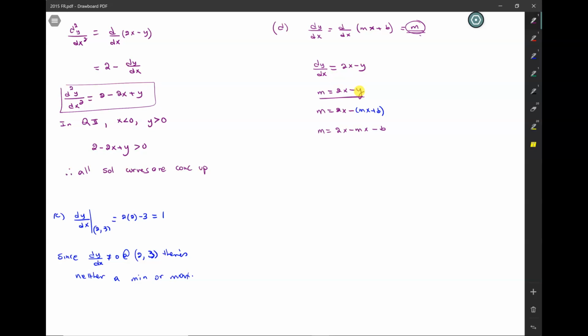Okay, so this is what we have. And so now I have to solve for m and b. How do you solve any equation? You set it equal to 0, right? Well, let's just do that. So 0 equals 2x minus mx minus b minus m.